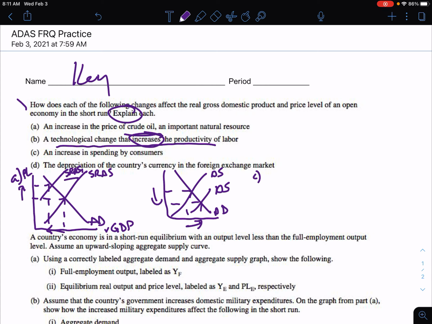An increase in spending by consumers. So in that situation, we're going to have a shift of aggregate demand. Aggregate demand to the right will increase price level and real GDP.